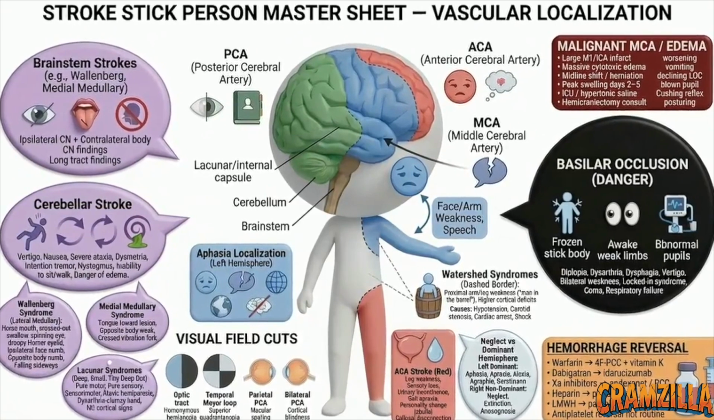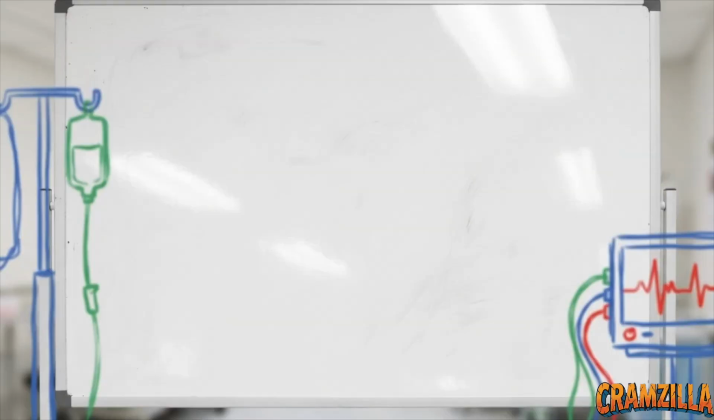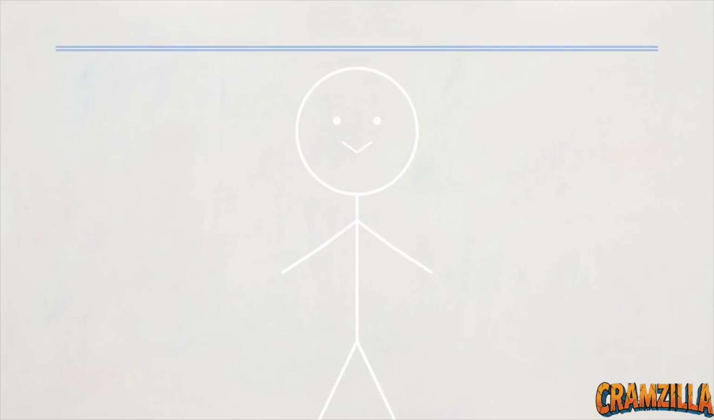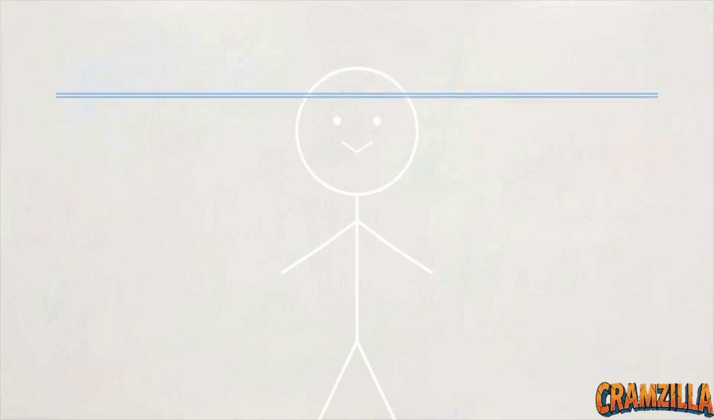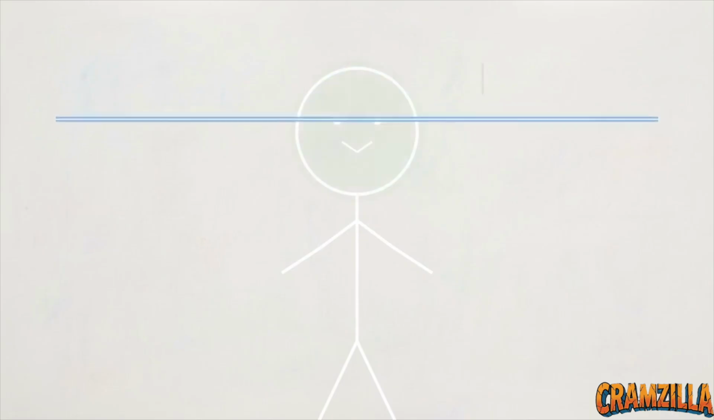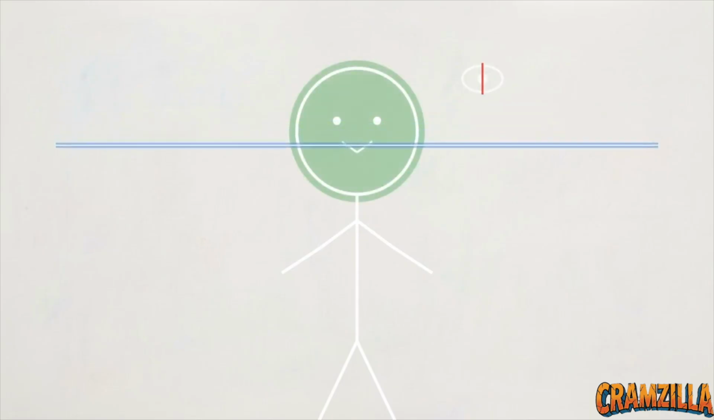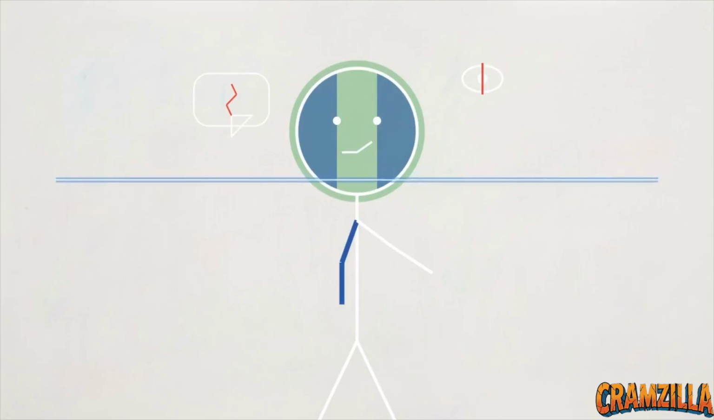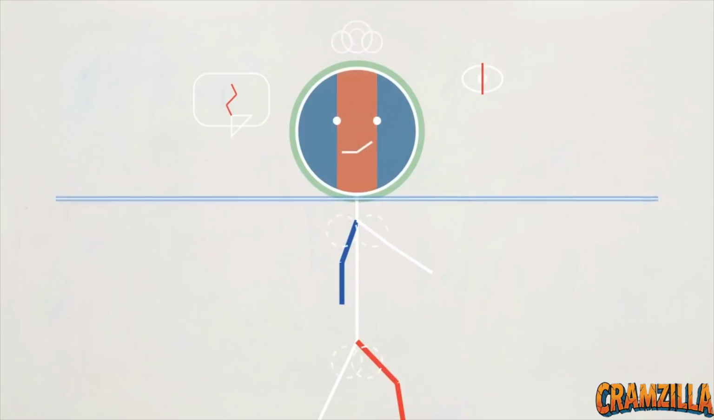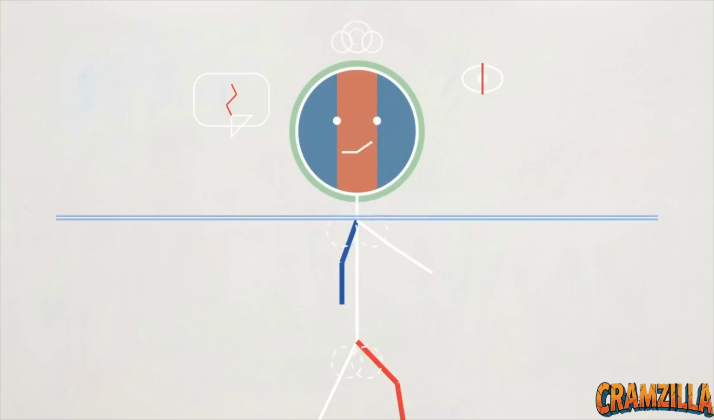This brings us to the completed stroke stick person. In a high-stress scenario, you deploy this model using the whiteboard read order, a disciplined top-to-bottom mental scan of the patient's deficits. You check the upper cortical territories first. Vision loss points to the PCA. Weakness in the face and arm, or speech deficits, indicate the MCA. Leg weakness and frontal behavioral signs isolate the ACA.